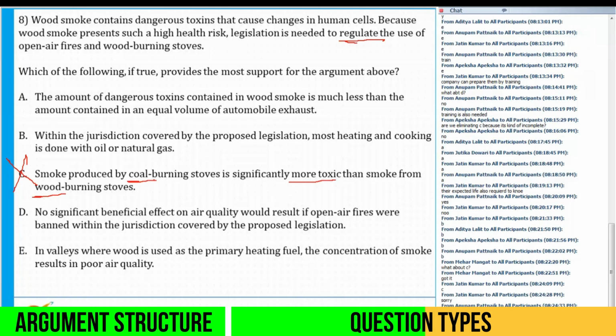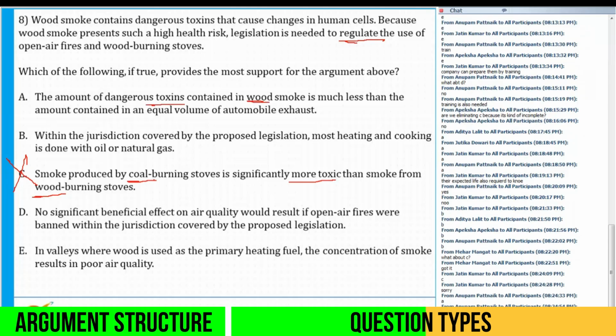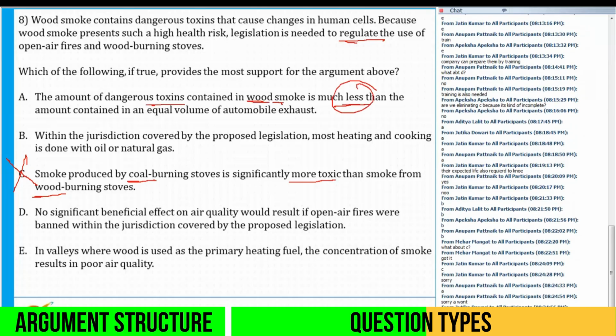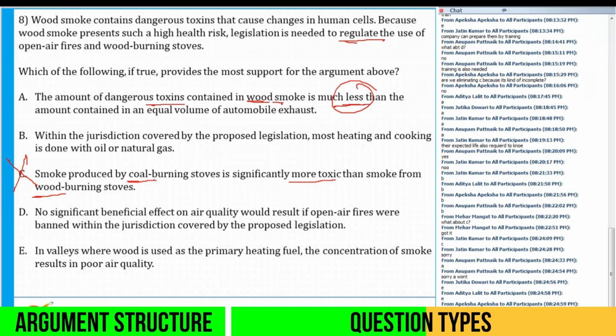Number A, the amount of dangerous toxins contained in wood smoke is less than automobile exhaust. If it is less, then it will not result in pollution. So why do you want to regulate it? Why do you want to ban it? First ban automobile exhaust. Yes, answer for this question is E.